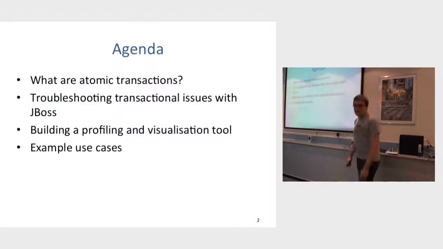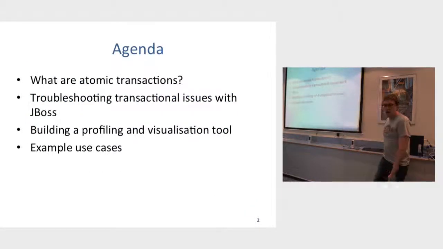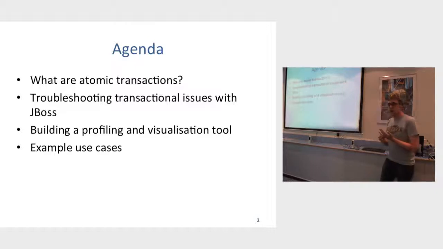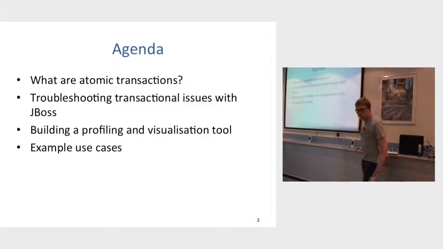So what I'm going to talk about today: firstly, I'm going to give a quick primer on what atomic transactions are, why they're useful, and a few pitfalls you can fall into when using them. I'm going to talk about how transactional issues are currently troubleshot using JBoss application server. I'm going to talk a bit about the tool I've designed and how that will hopefully address these problems, and some example use cases of the tool.